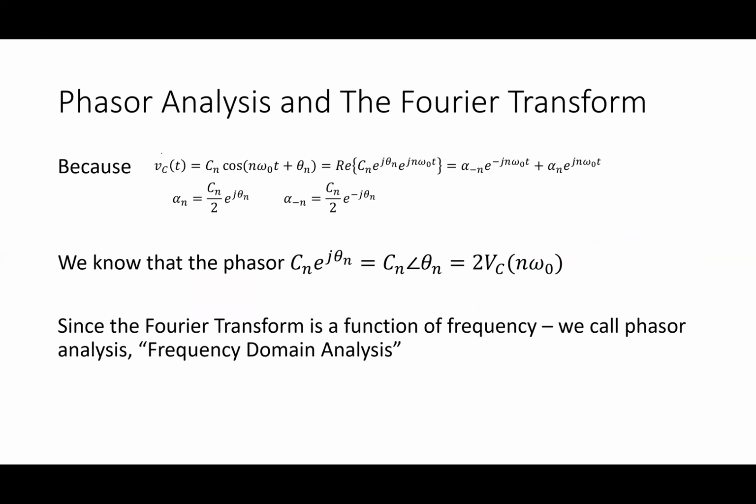So if I have an expression in time that looks like what I just circled there, that expression in time has a phasor, which you guys have talked about plenty of times before, which is given by a magnitude and an angle. That phasor is equal to 2 times the value of the Fourier transform at that particular frequency. And so for this particular reason, the analysis using the Fourier transform is often called frequency domain analysis, and it's a more general form of phasor analysis, but they're very closely related to each other.